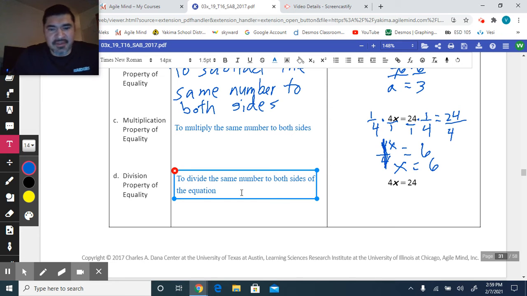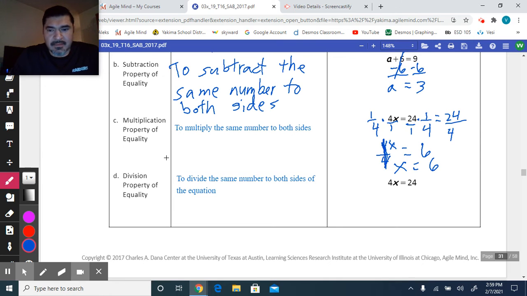To divide the same number to both sides of the equation. I figured that'd be a little bit more proper here. All right, so looking here, I have 4 times x. And again, I want to isolate that x, get x all by itself. And I'm seeing multiply by 4. So I need to get rid of that multiply by 4. And the way I do that is by dividing by 4. So I'm going to divide by 4 on both sides.